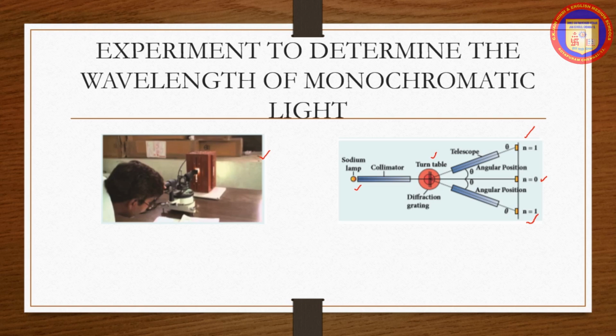Then the wavelength of the light is calculated from the equation lambda is equal to sin theta divided by n m, where n is the number of rulings per meter in the grating and small m is the order of the diffracted image. In the same way, we are able to find out the wavelengths of the different colors also by using white light. So next is resolution.